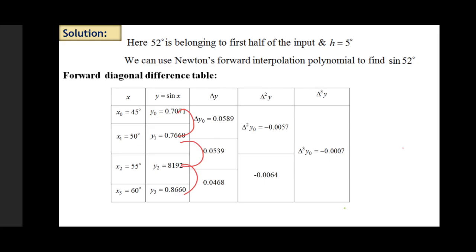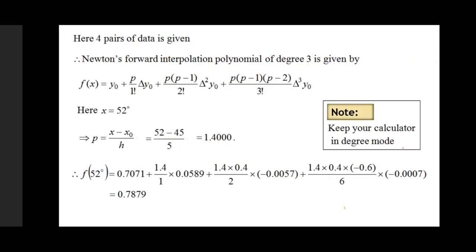Once the first differences are ready, we calculate the second forward differences. The first second order difference is delta squared y naught equal to delta y1 minus delta y naught. Similarly, we calculate the remaining second order differences. Finally, we calculate the third forward difference by subtracting two consecutive second order differences. Now our forward difference table is complete.